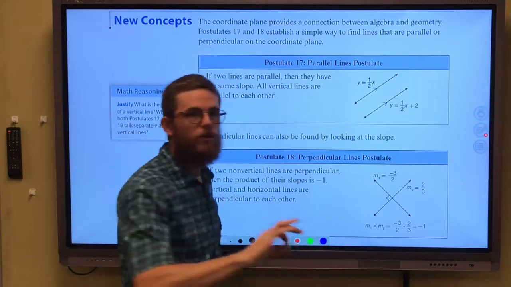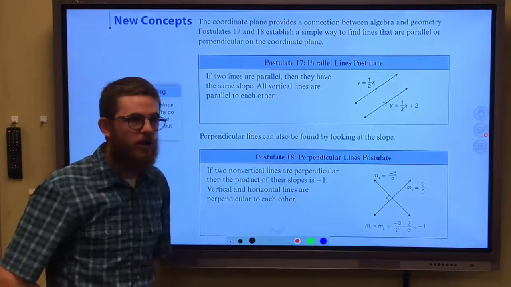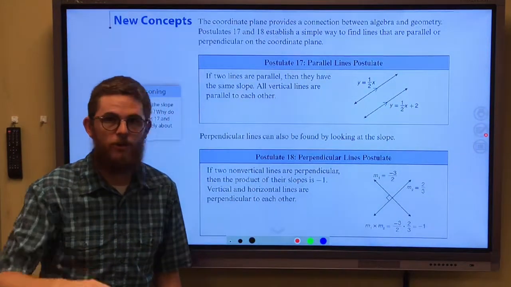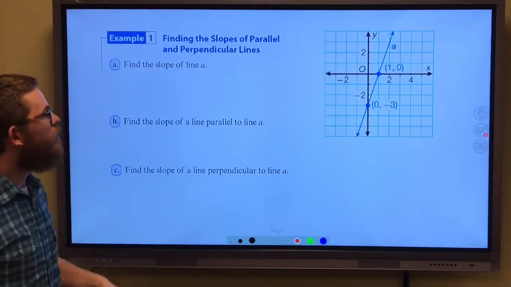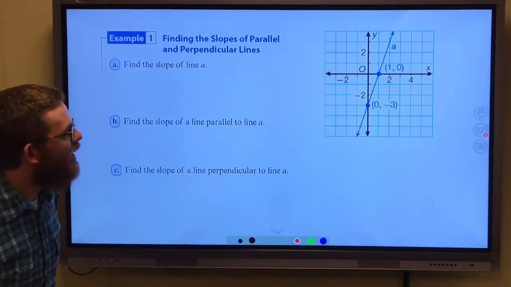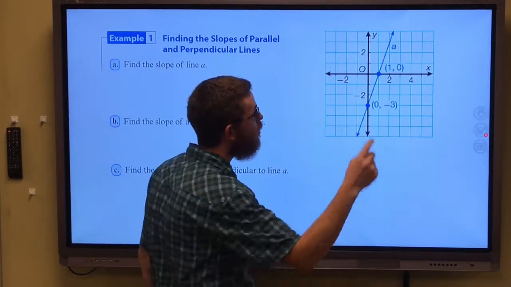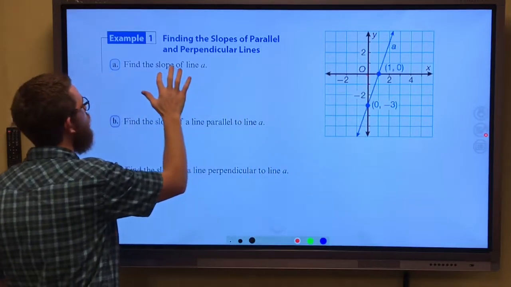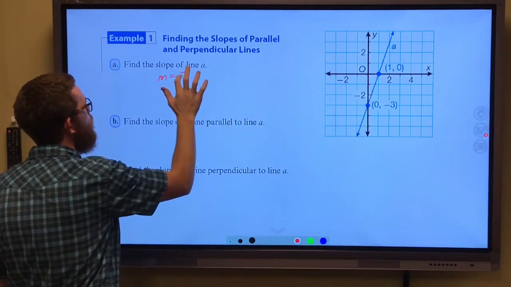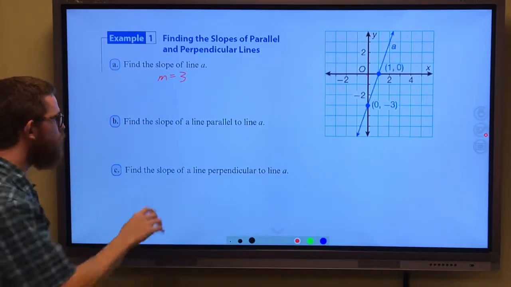Okay, so those are the two big ideas. Parallel lines, same slope. Perpendicular lines, the slopes are opposite reciprocals. Let's take a look here. We want to find the slope of line A. Of course, to find the slope, we can calculate with our slope formula or count: 1, 2, 3 over 1. That would be a slope of 3.